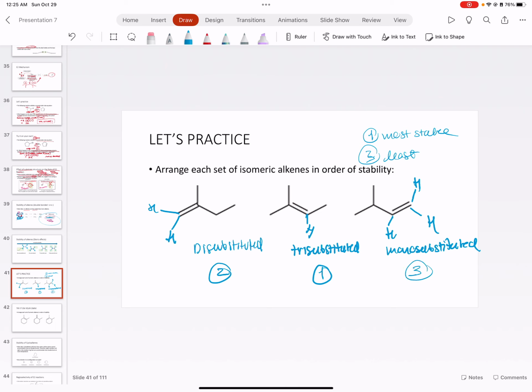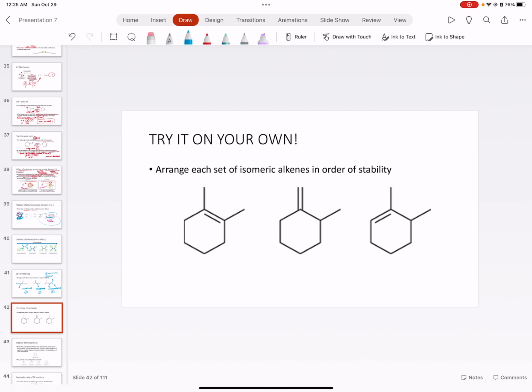my least substituted. And then let's use the same thinking. 1 is the most stable, and then 3 is the least. So then I'm just gonna put in here, 1 is the most stable, and 3 is the least stable. Okay, so now you can take a second to look at it.